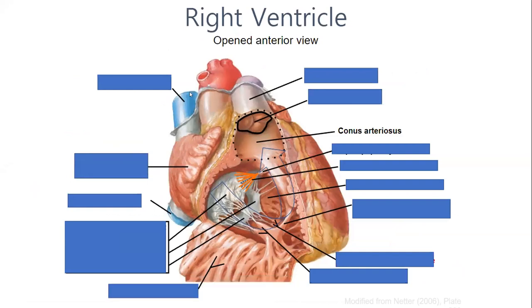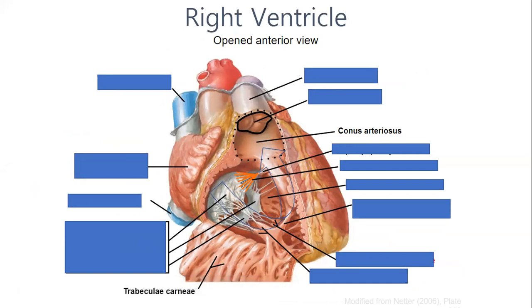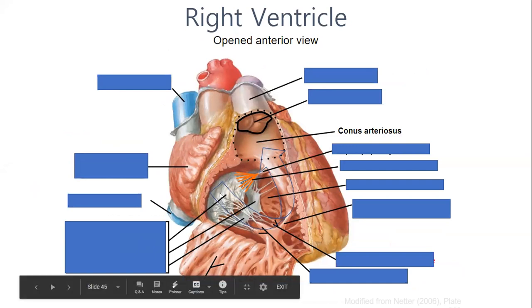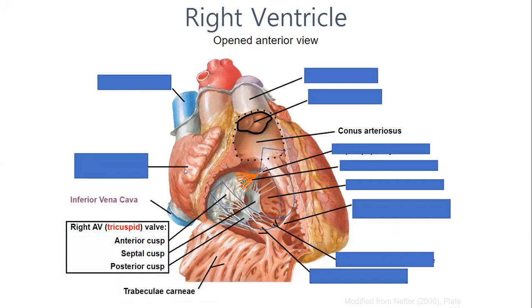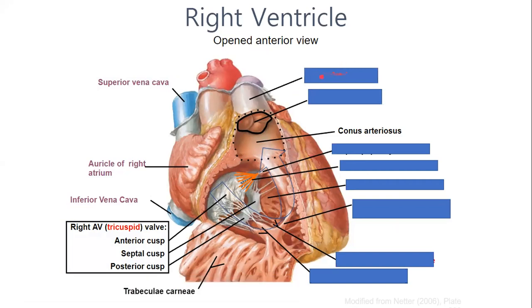Now it's the other side of the heart. Let's see, we start down here. That muscle, I think we already said it, right? Trabeculae carneae, right? How about this valve? Tricuspid. Yeah, we're still on that right side. We'll skip these next three because we know these three. How about up here? Pulmonary trunk. Got it. How about this valve? Pulmonary valve.